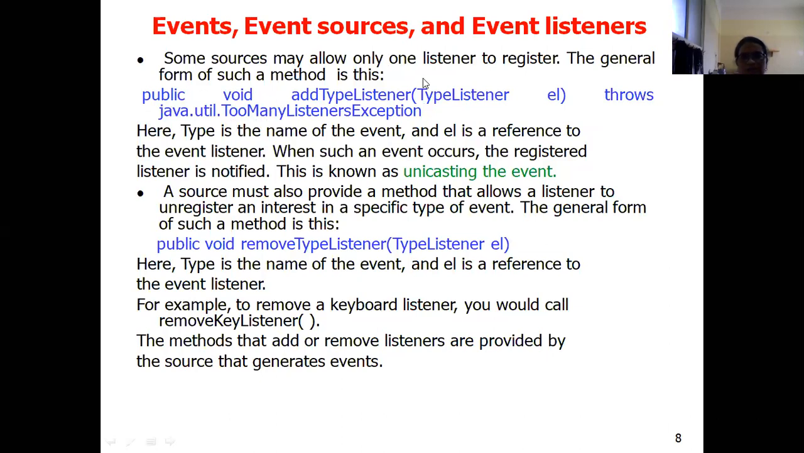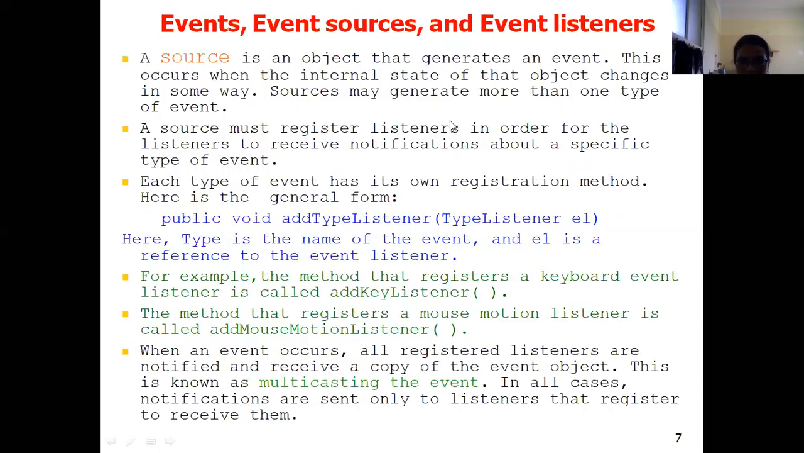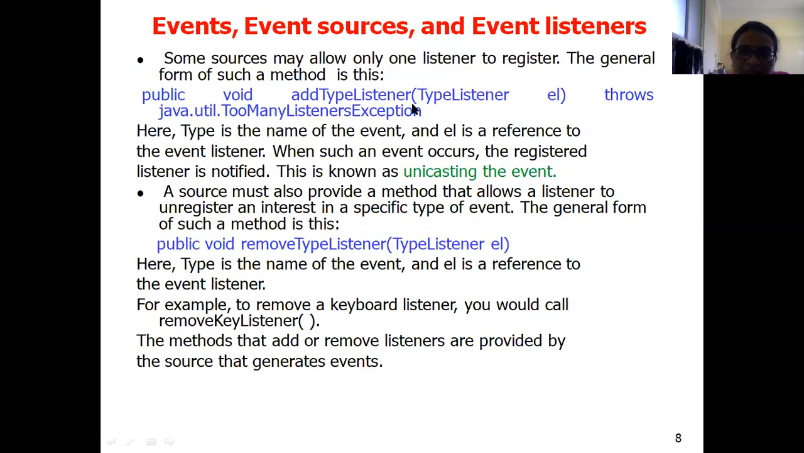This is the general purpose method: a public void, everything is same. The difference is throws java.util.TooManyListenersException. In the multicast case there is no exception, so any number of listeners can register. The only change is the type, either keyboard or mouse, you can replace. But here everything else is same and it has an exception, because it is only for one listener to register.